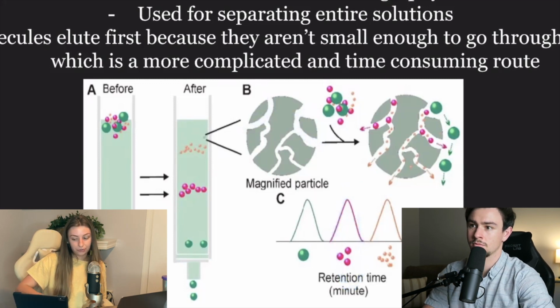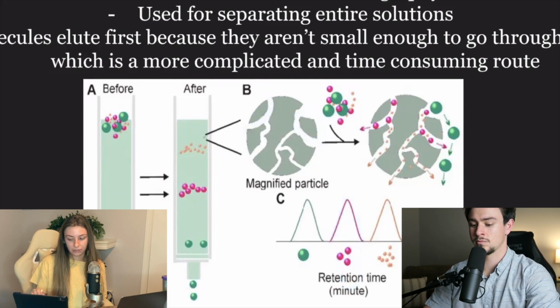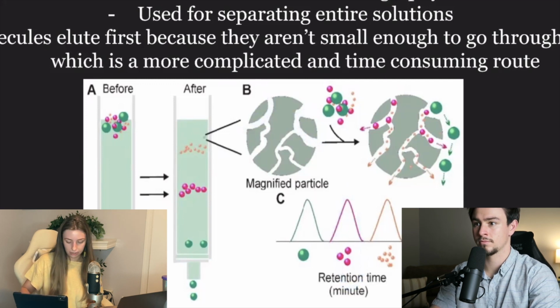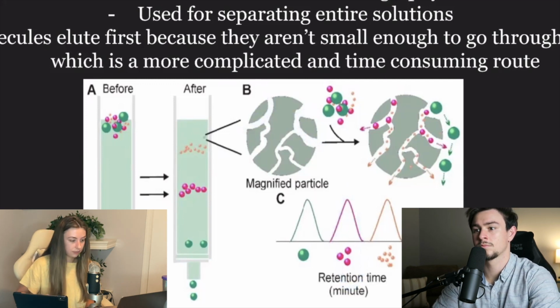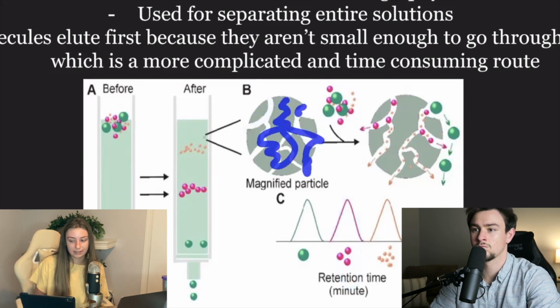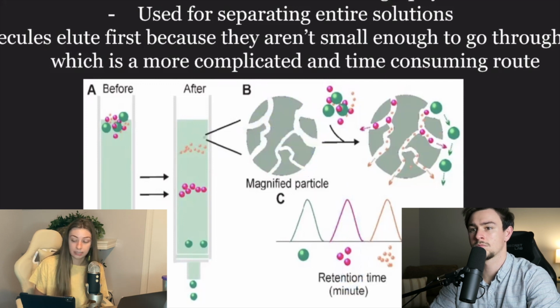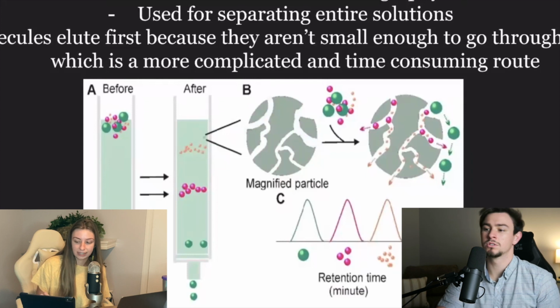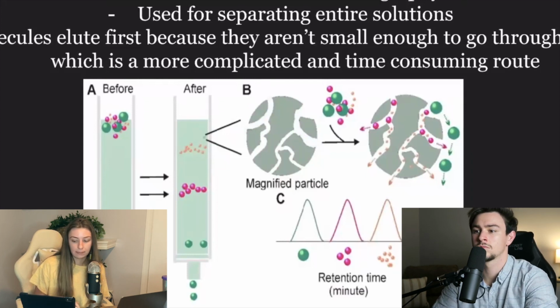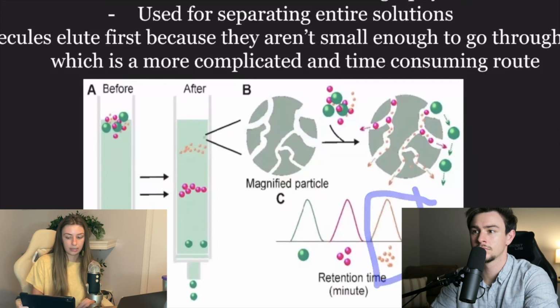Those small molecules, they take their dang time. They have to go through what's called a very complicated route, is typically the way that it's said. The beads will probably be even more porous than this, with tunnels going everywhere, but those small molecules will have to go through all those little tunnels just because they are small enough to fit through. So gravity's going to pull them through, and they will elute last.